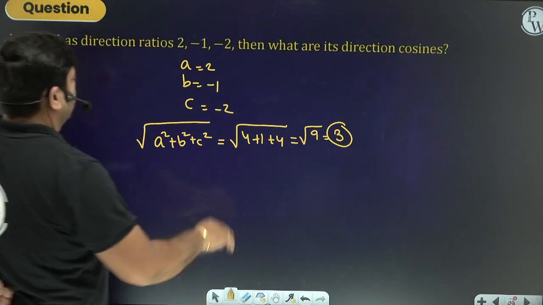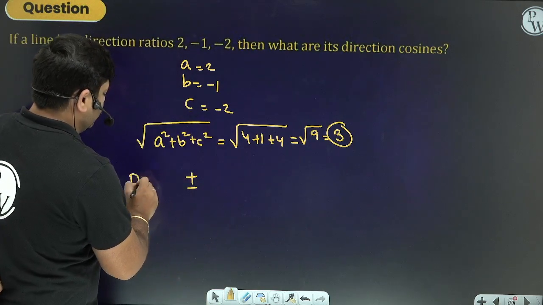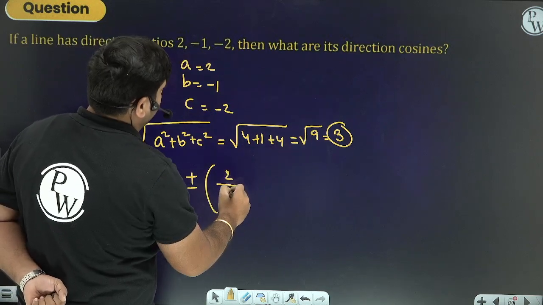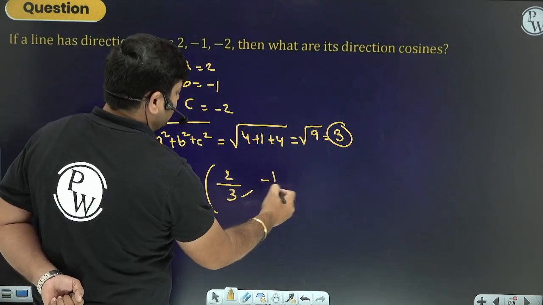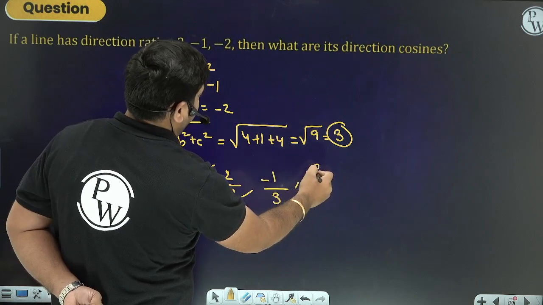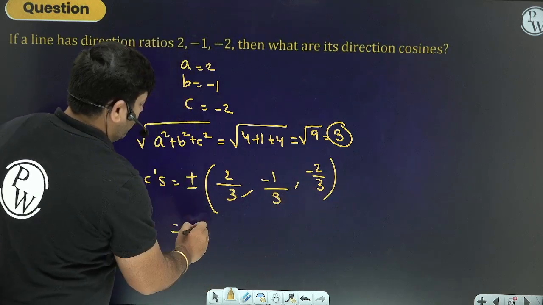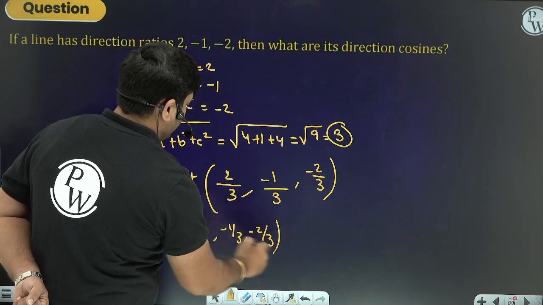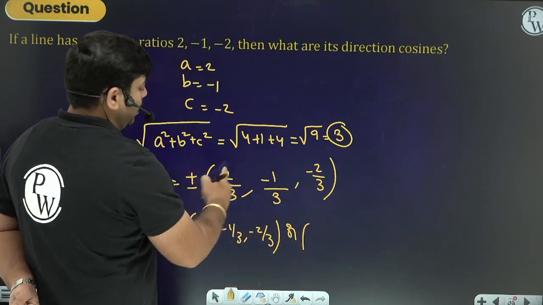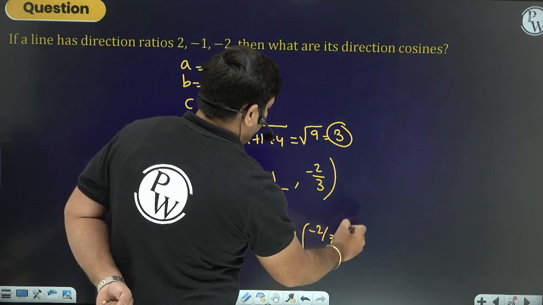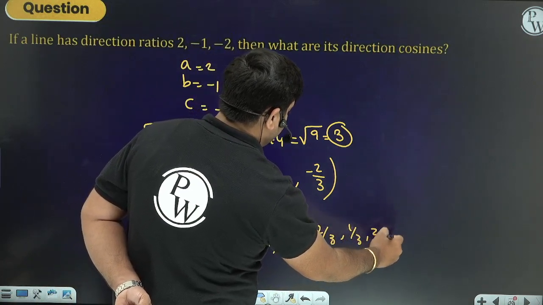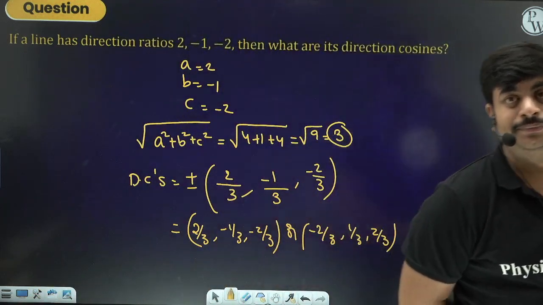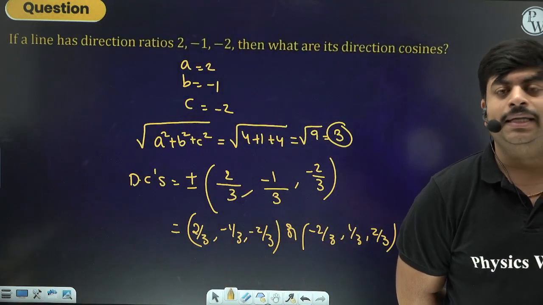So, for the directional cosines, plus or minus: 2 by 3, minus 1 by 3, minus 2 by 3. So you have two sets: 2 by 3, minus 1 by 3, minus 2 by 3, or with the negative, minus 2 by 3, 1 by 3 and 2 by 3. That will give you the directional cosines. Okay, all right.